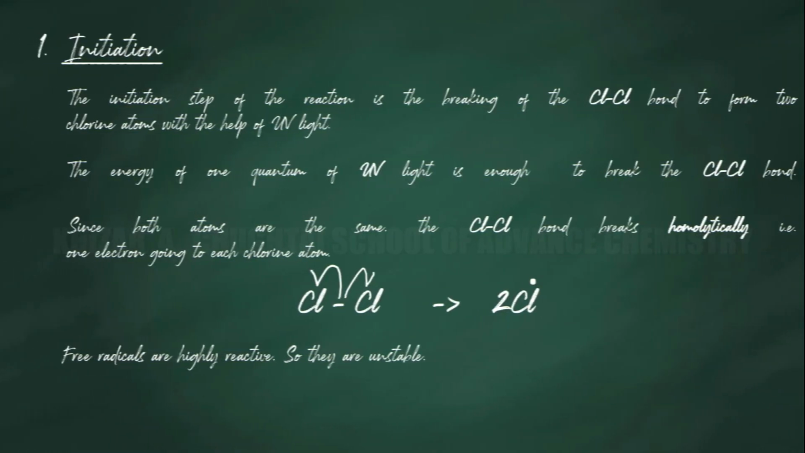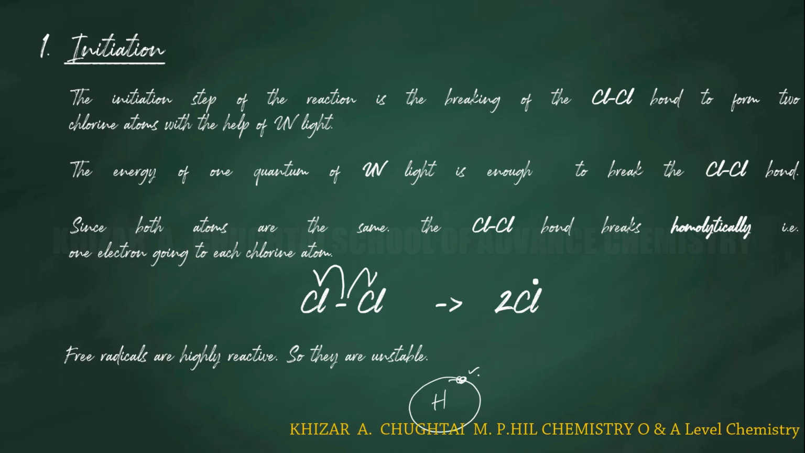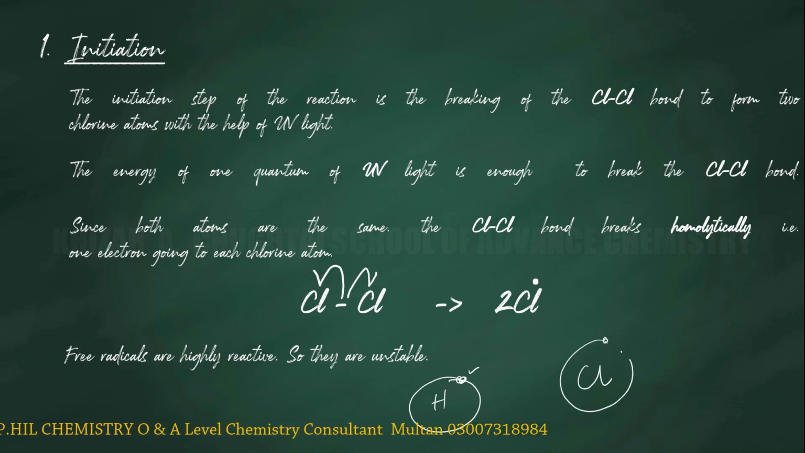Free radical is a species that may be an atom or may be a molecule which contains an unpaired electron in its last shell. For example, hydrogen atom contains only one electron in its last shell, that is an unpaired electron, and same is the case with Cl or any other halogen atom that also contains one unpaired electron in its last shell. This can be justified by the help of its electronic configuration.